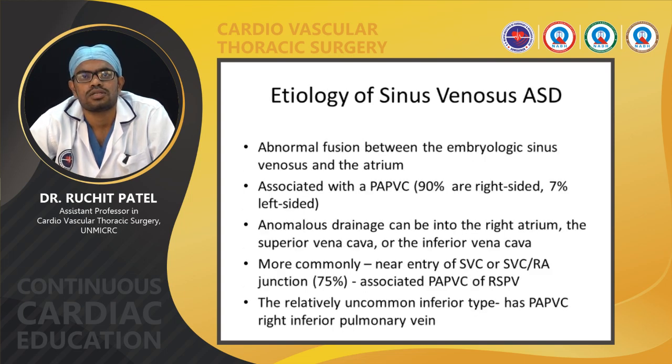Sinus venosus ASD occurs due to abnormal fusion between the embryological sinus venosus and the atrium. It is usually associated with anomalous connection of the pulmonary veins, of which 90% are on the right side and 7% on the left side. This anomalous drainage can be near the right atrium, or at the superior vena cava or the inferior vena cava. More commonly, it is near the entry of the superior vena cava or SVC-RA junction, in around three-fourths of cases, with anomalous connection of the right superior pulmonary vein. The inferior vena cava type, with PAPVC of the right inferior pulmonary vein, is rare.